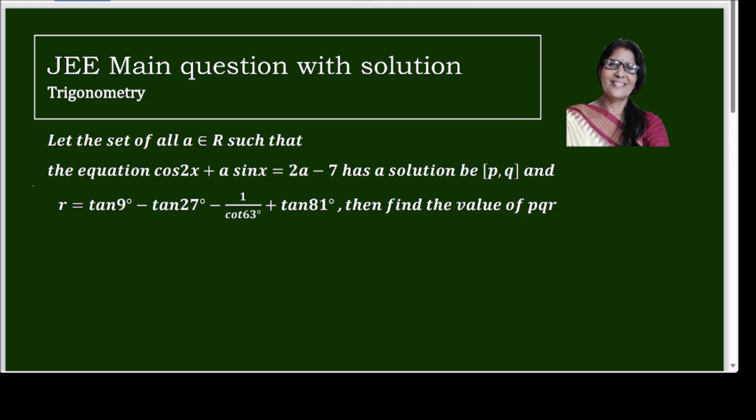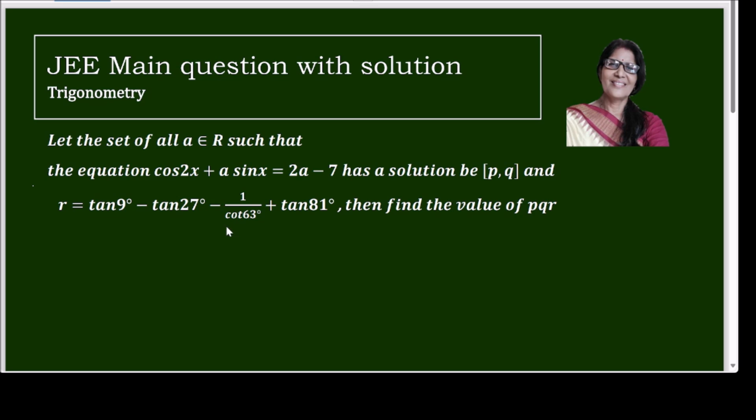There you can see a question from JEE Main based on trigonometry. Let the set of all A belonging to real numbers such that the equation cos 2x plus A sin x equals 2A minus 7 has a solution in the interval [P, Q], and R equals tan 9 degree minus tan 27 degree minus 1 over cot 63 degree plus tan 81 degree. Find the value of the product P, Q, R.